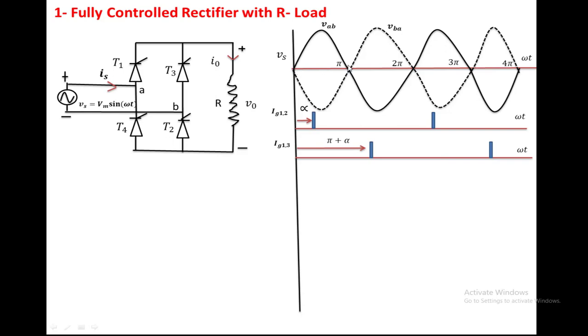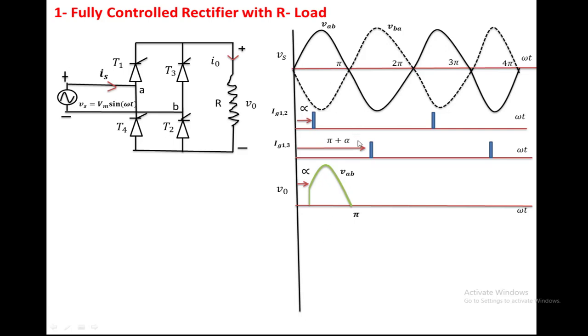During the positive cycle of the input voltage, A is positive and B is negative. With that polarity, T1, T2 is forward biased, but we apply the triggering voltage to T1, T2 only at this point. So from 0 to alpha, no device is conducting and the output voltage is 0. Up to here it is 0. At alpha, T1, T2 is on. Once T1, T2 is on, the load voltage is equal to the source voltage. So from this point you will see the input voltage reproduced at the load, with the same magnitude, up to angle pi.